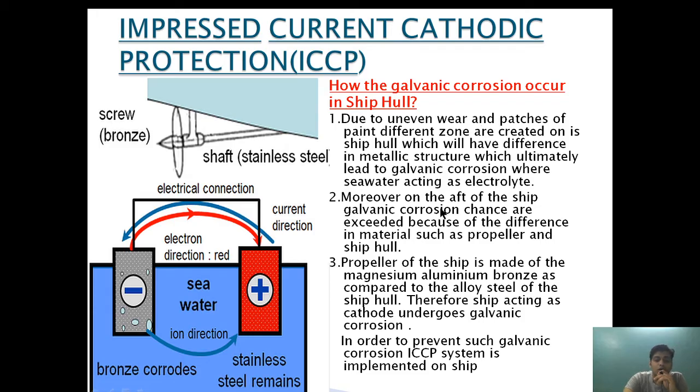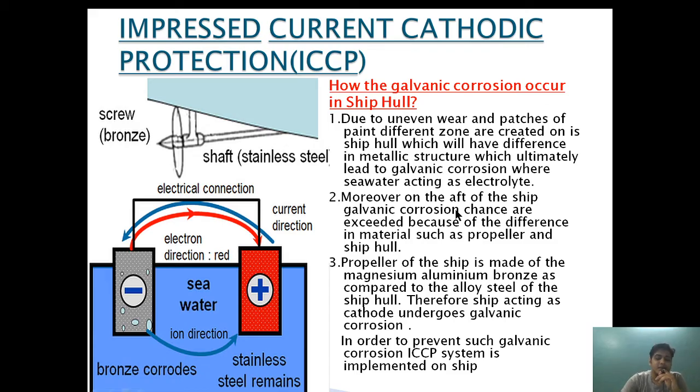Moreover, at the aft of the ship, galvanic corrosion chances are increased because of the difference in materials such as propeller and ship hull, as I have told you. I want to tell you one more time that what I am telling in the first paragraph is the patch type galvanic corrosion which is occurring at different parts of the ship because of wearing of the paint, leading to different galvanic corrosion zones occurring.